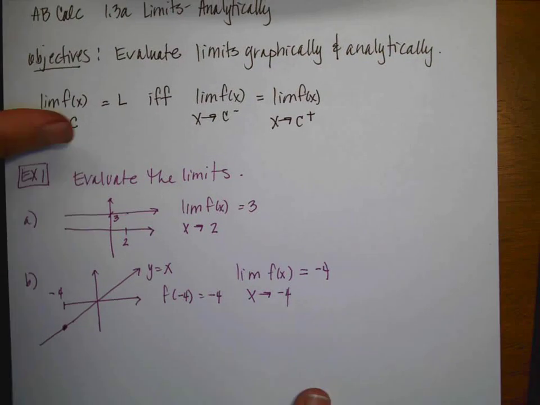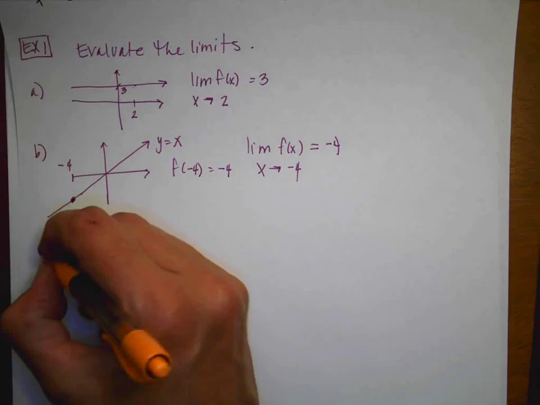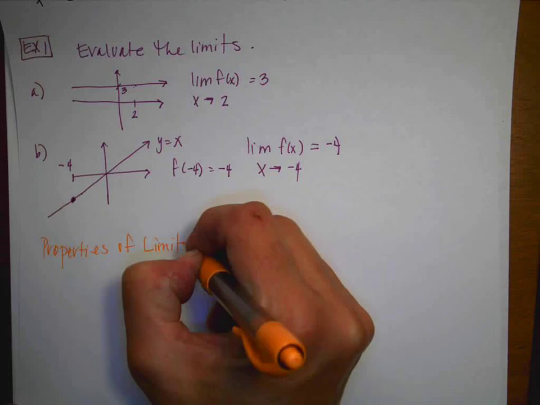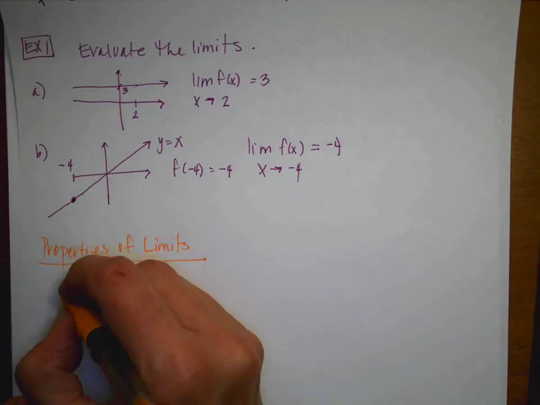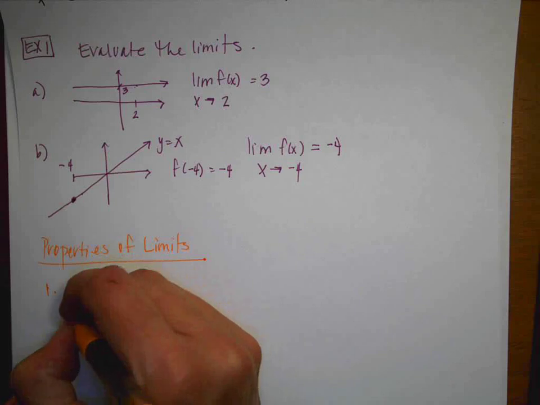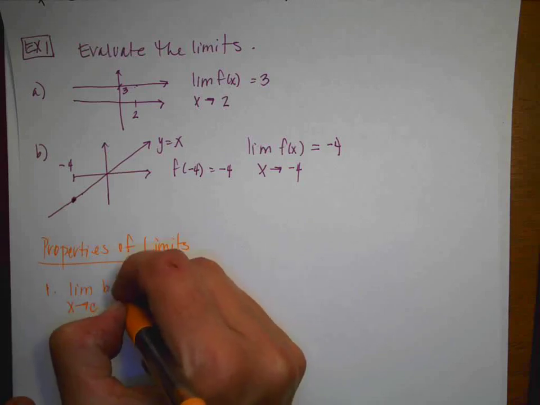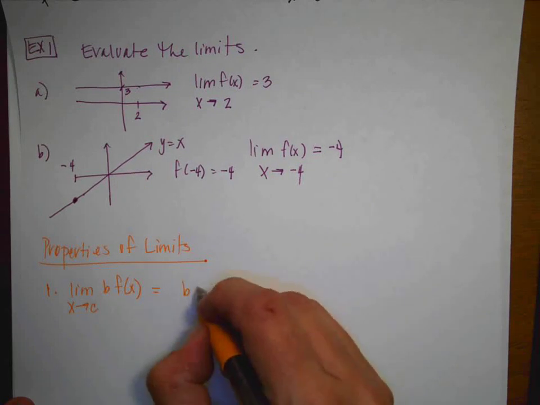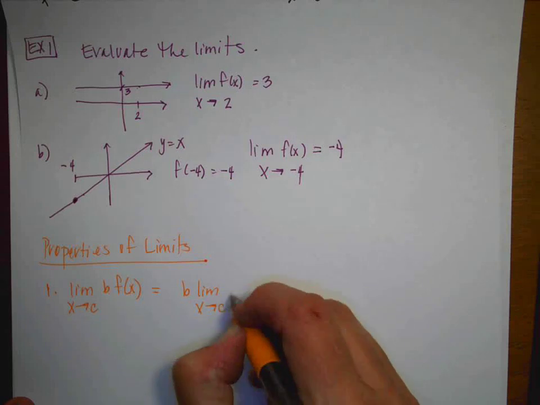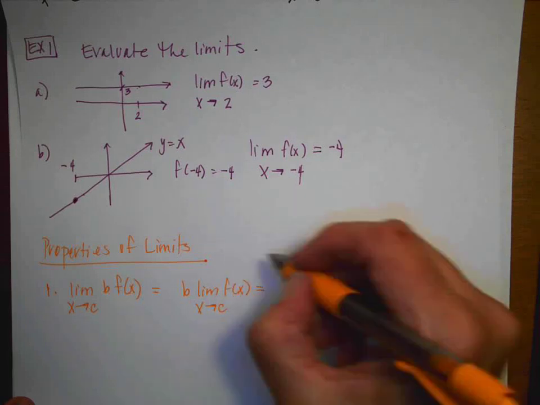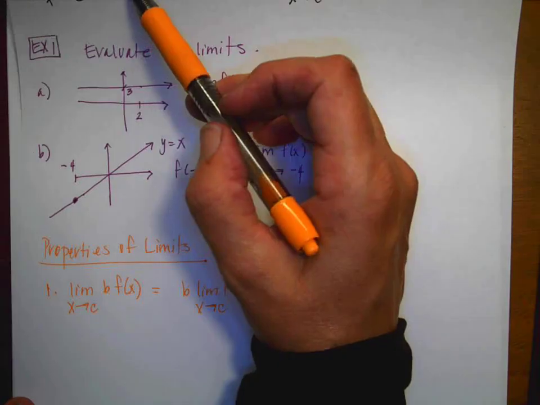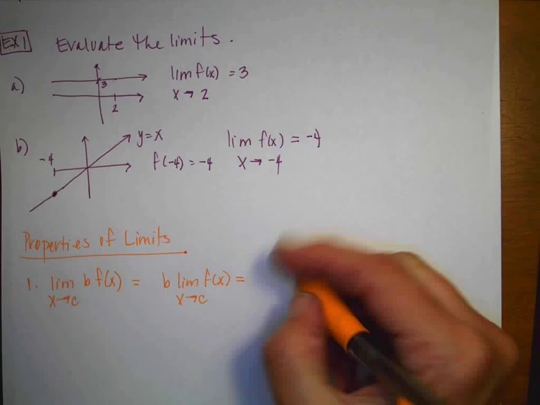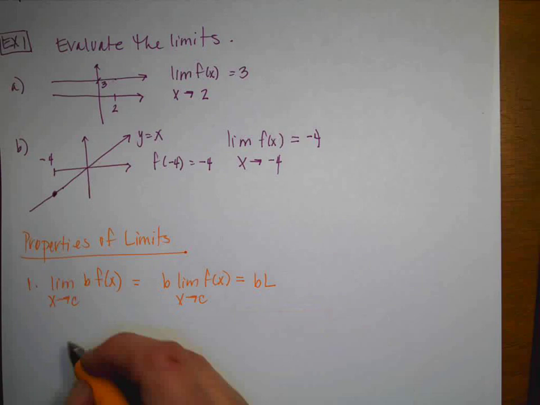All right, the next thing that we're going to do is a little bit of just defining things. We're going to talk about the properties of limits. The first one is that the limit as x approaches c of b times f of x. So if I have a constant on the inside, I can pull that constant out front: b times the limit as x approaches c of f of x. And remember that we talked about the limit of a function being L, so that's going to be our standard. So then this is going to be b times L.